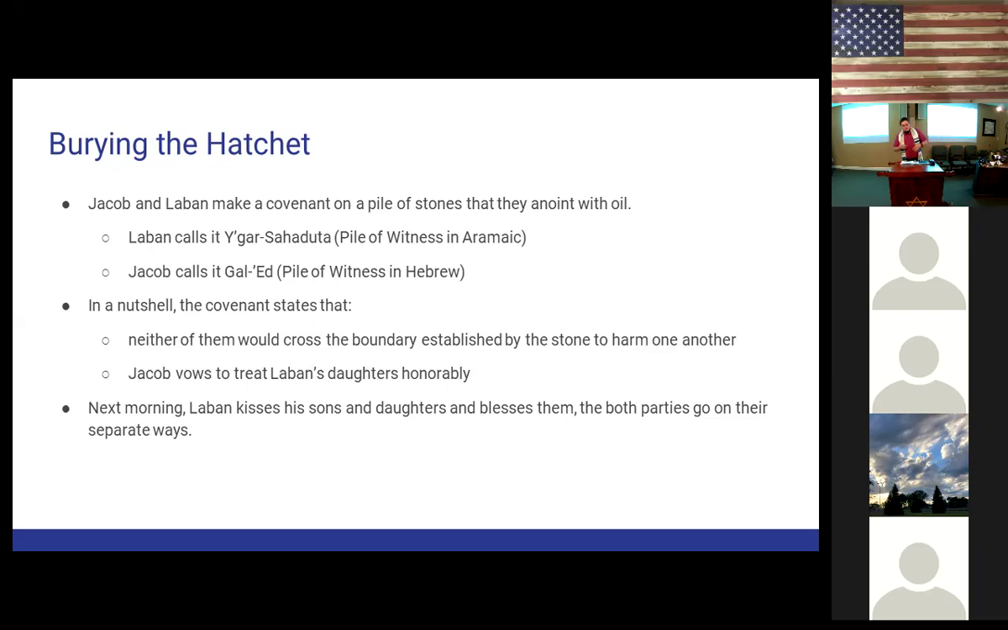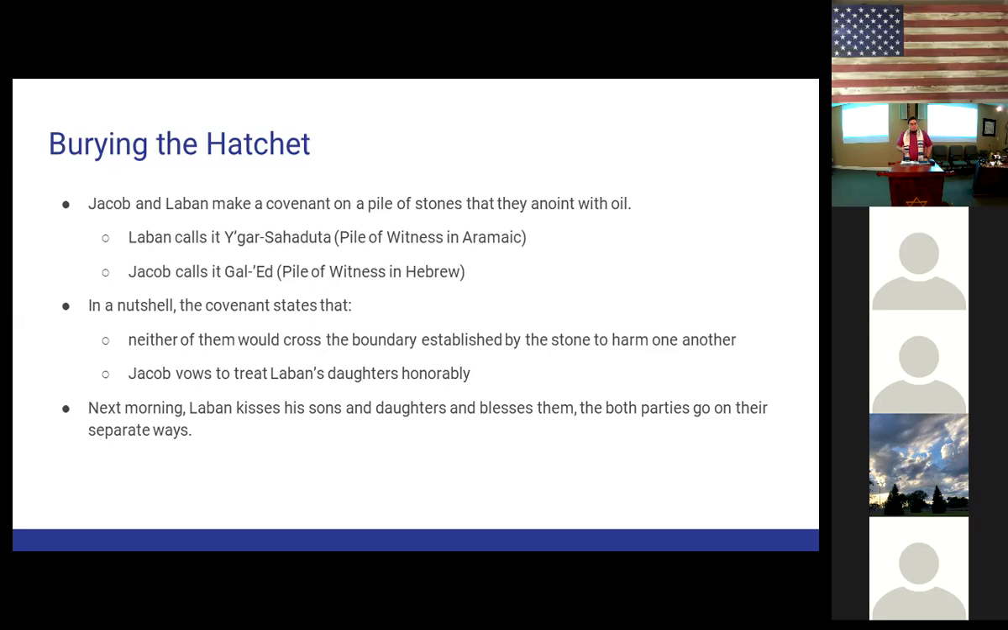And in a nutshell, the covenant basically stated that neither of them would cross the boundary established by the stone, so like a big wall, split the continent in half or whatever. If they cross it, they can't be crossing it to harm one another. And both of them are like, hey, Adonai sees this, the covenant that we're making between each other, so even if we're doing it by ourselves, he still sees us and we'll still get what's coming to us. And Jacob also vows to treat Laban's daughters honorably, to put Laban's mind at ease, probably.